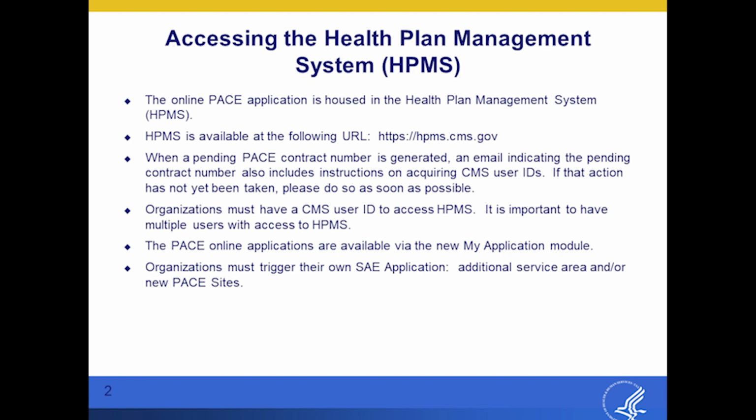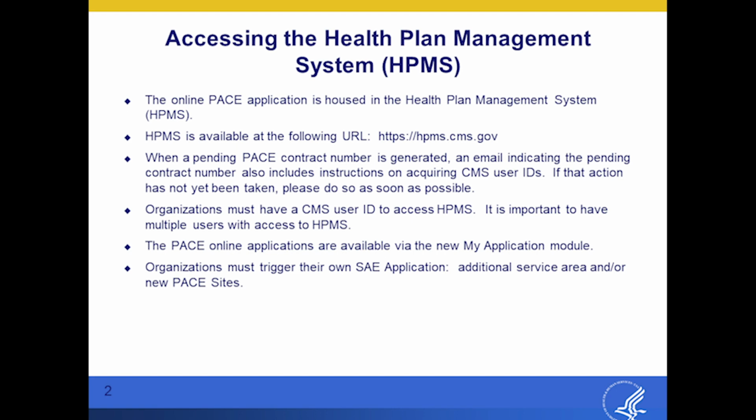The URL for HPMS is https://hpms.cms.gov. Please use Chrome, Edge, Firefox, or Safari to access HPMS. Access to HPMS requires a CMS user ID. For new PACE organizations, the email notification of the new contract number also contains instructions for applying for a CMS user ID. It is important to request access as quickly as possible. Slide 31 contains more details about user access.